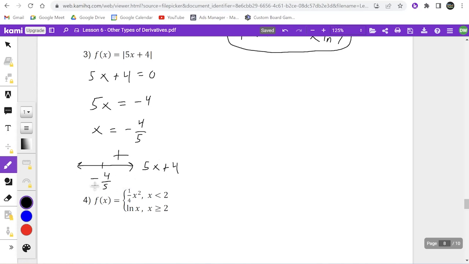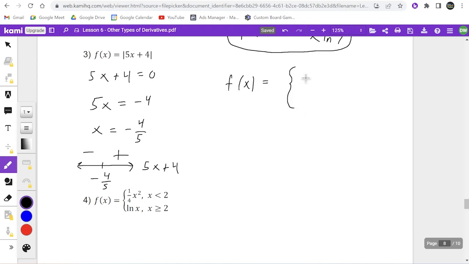And then when x is less than negative 4/5, I need to plug in a number like negative 1 will work. So 5 times negative 1 plus 4, that's negative 1. So that's negative in that region. And now I got to rewrite this function as a piecewise function. That's okay, not too bad.